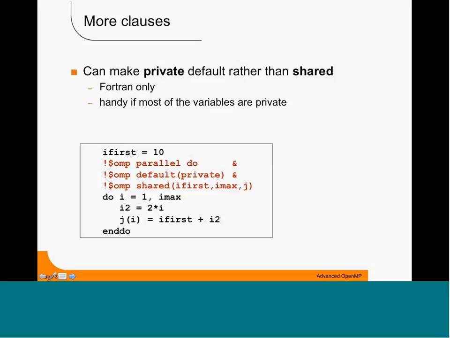So here is how you can make it private. OMP parallel, and continue with OMP default and say private. In the shared form, you need to say shared I first, x, and other variables.